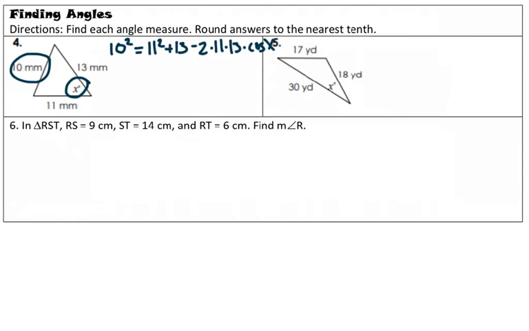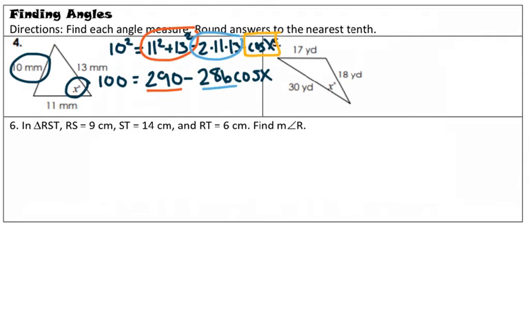So what we're going to try to do is isolate that cosine of x. Everything is just a number. Sorry, that's supposed to be a squared right there. I'm going to go ahead and just simplify everything. Okay, so here's what I've done. 10 squared is 100 equals, I added these two together to get that 190, and then I just multiplied all that together to get the 286. So that's where all this is coming from.